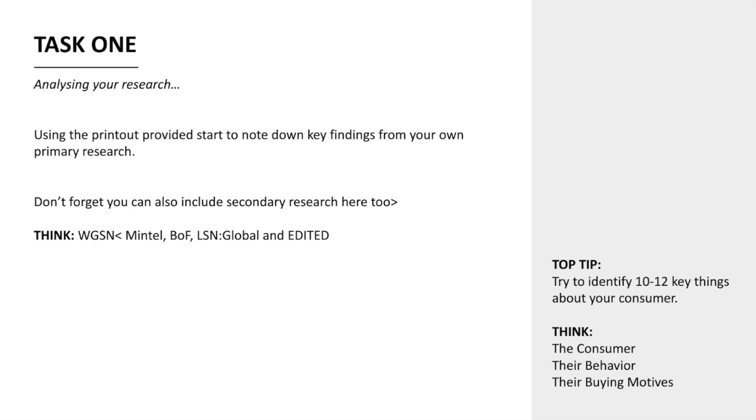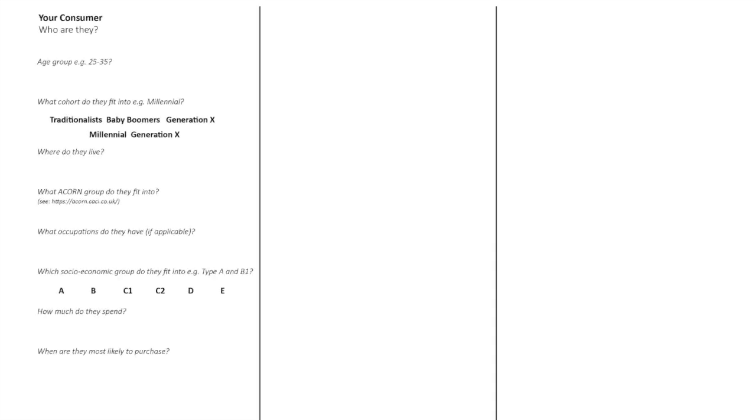So I'm asking you to do a task of this. There's a printout provided, it's as a PDF on your VLE. Start to note down all the different things that you find from your consumer identification. So start to think about who they are, the general age group. And again, you don't need to list all the ages, just the age groups that yours fit into. If you've suddenly got somebody who, most people are between 25 and 35, then you've got two who are 65, leave those ones out because they'll skew your results. Circle which cohort they fit into.